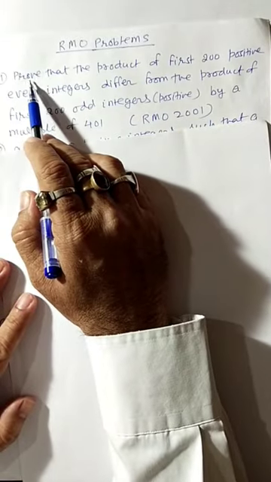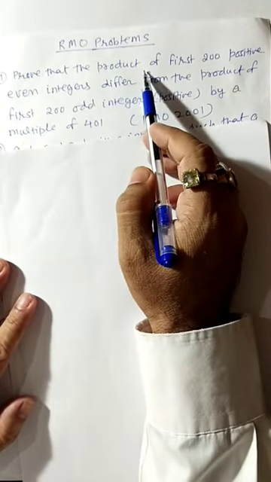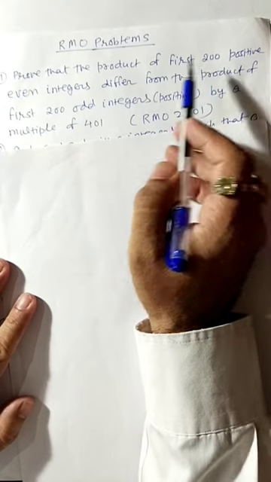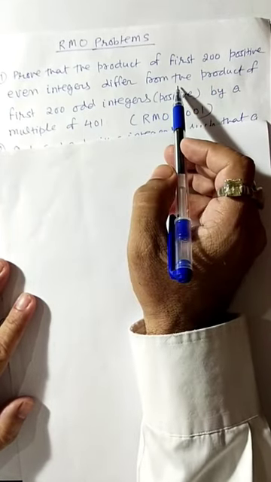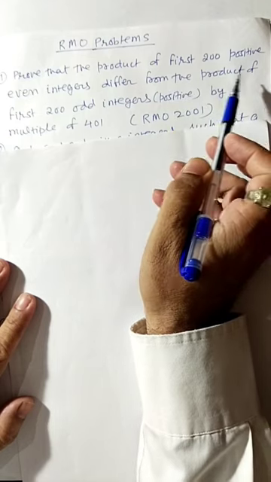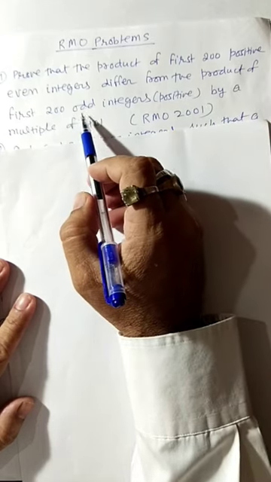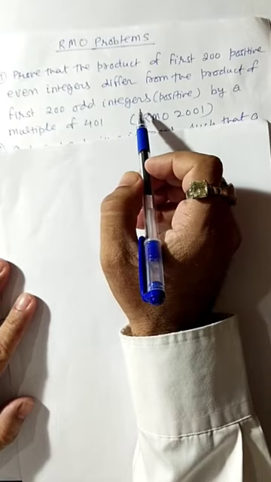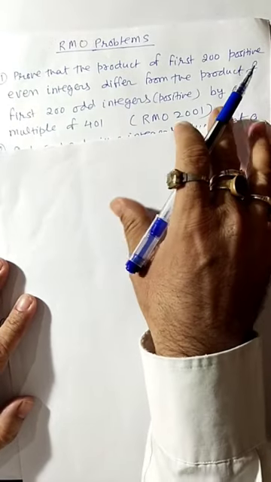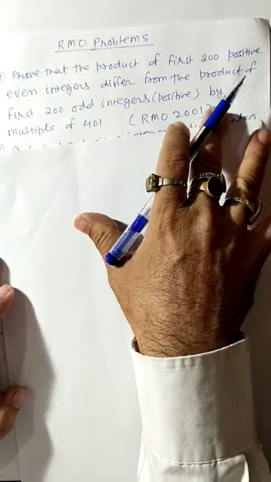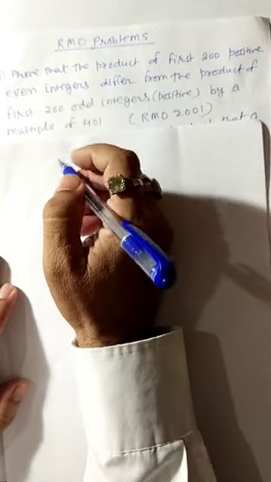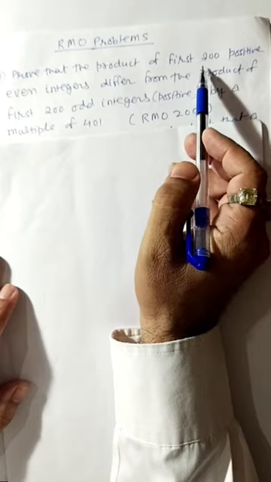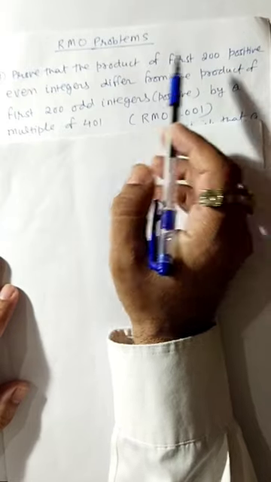Your first problem is: prove that the product of the first 200 positive even integers differs from the product of the first 200 odd positive integers by a multiple of 401. What we have to do? We have to find the product of the first 200 positive even integers.